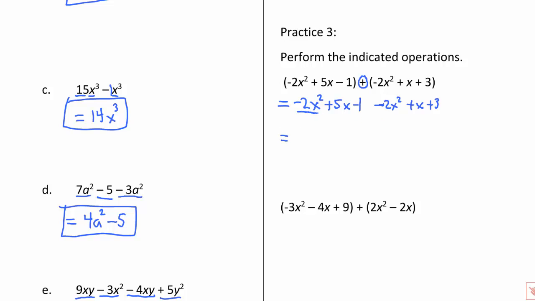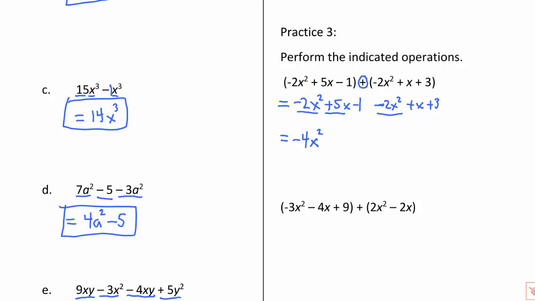The first term here is negative 2x squared. 5x is not a like term. Negative 1 is not a like term. Negative 2x squared is, though. X is not, 3 is not. So the only like terms with x squared here is right here. Negative 2 minus 2 is negative 4. Keep the label the same.